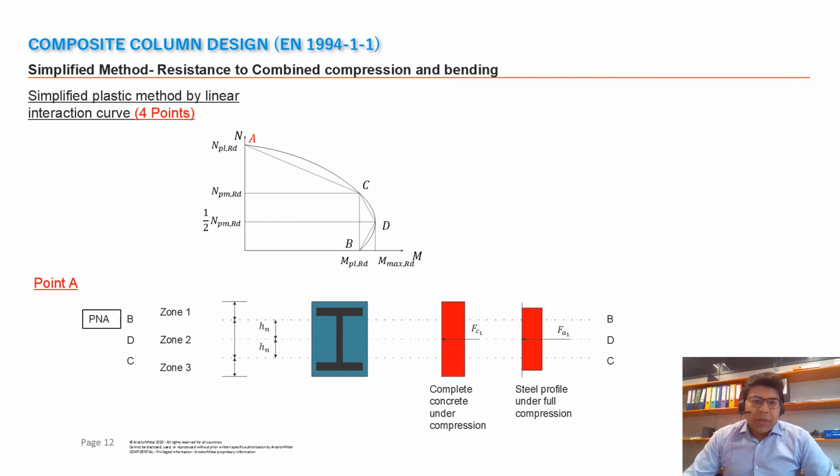So if we have combined compression and bending in the simplified method, we can generate a linear NM interaction curve. This curve can be generated first by identifying these 4 points: A, B, C, and D. Point A represents the maximum normal resistance of the cross section. In this case, the cross section at point A is completely under compression, so the concrete and the steel are both under compression.